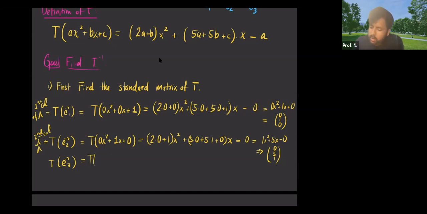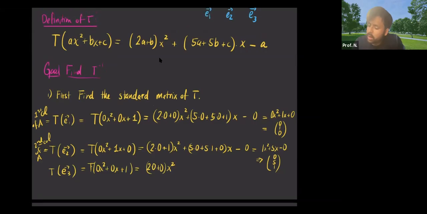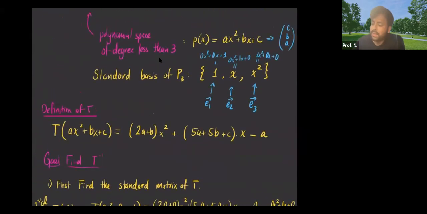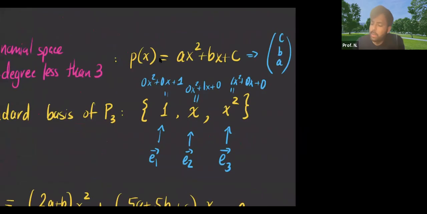And then finally, this is 0x squared plus 0x plus 1. So this would be what? 2 times 0 plus 0x squared, and so on. The reason it's not 1, 5, 0 is because I defined the vector to be of this form, where the first entry is the constant, the second entry is the coefficient of the linear term, and the last entry is the coefficient of x squared.